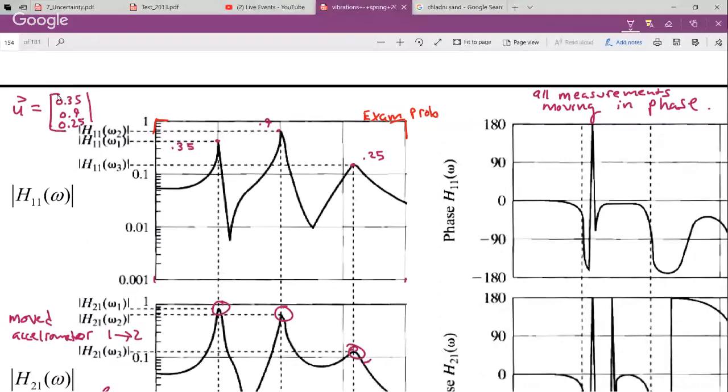What if they're not in phase? Then let's look at that example. So, what do you want to do? We can do all three modes, or do the second and third one. Which do you want to do?